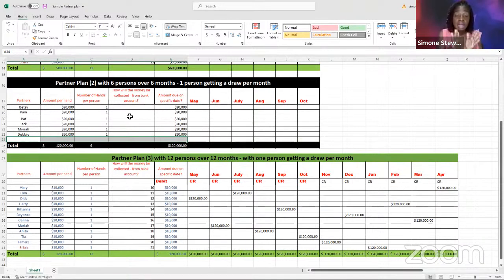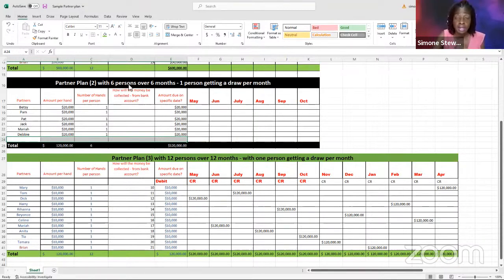You want to know that everybody brings in their money today. If today is the 30th, everybody brings in their money today, and you take that money and you give it to the persons that must get their draw the same day, right? That's how a partner is run.